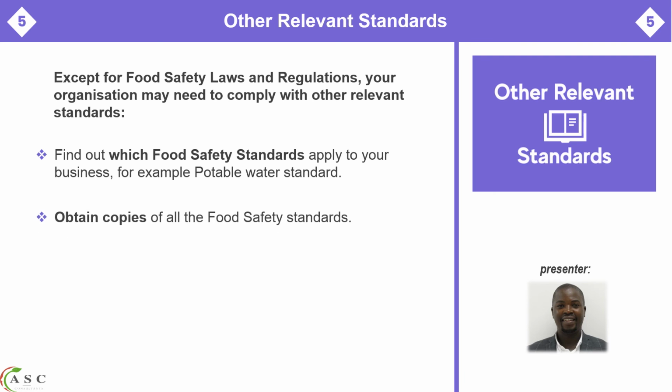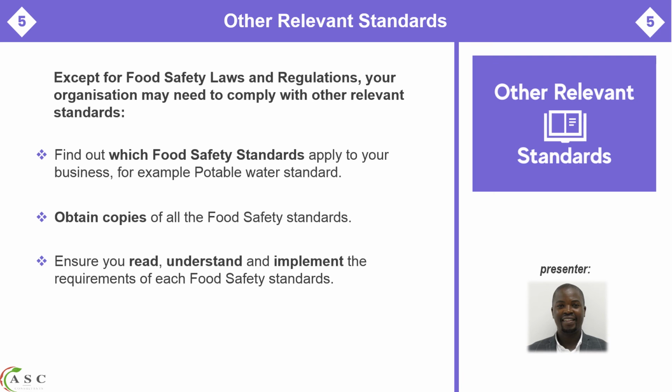You must then obtain copies of all the food safety standards that are relevant to your organization, because that will help you determine the limits or the guidance of how those standards are supposed to be implemented. You must ensure that you read, understand and implement the requirements of each of the food safety standards that are relevant to your organization, and while at it, you also incorporate the requirements that your customers have asked you to implement pertaining to certain food safety standards. Should you need help, you must seek professional help when you are unsure how to interpret those requirements, or how to practically apply them within your organization.